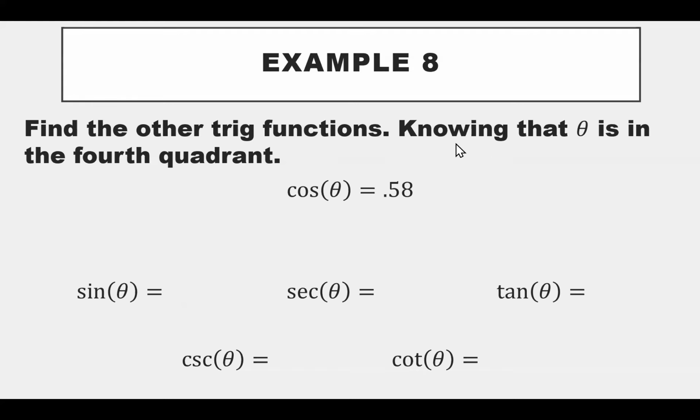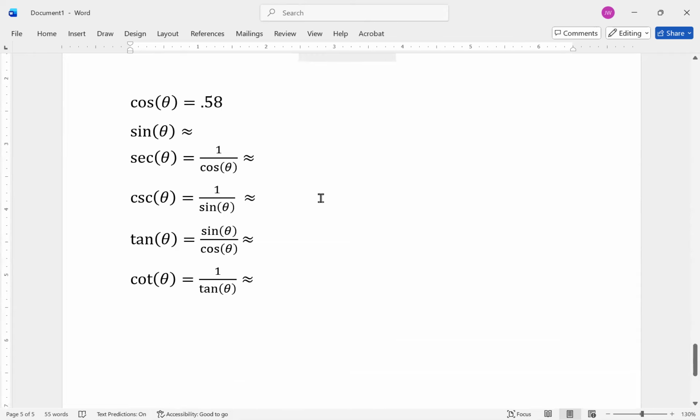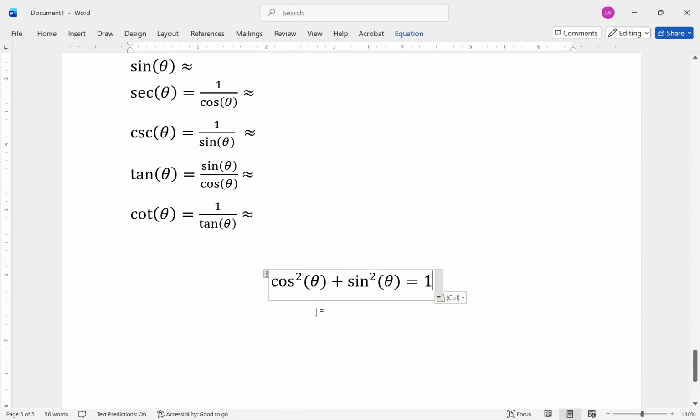Now we also are going to have to know what quadrant the angle is in. So let's say we know that cosine theta is 0.58 and that our angle theta is in the fourth quadrant. Can we come up with the other trig functions? Since I know cosine of theta, I'm going to use the Pythagorean identity involving cosine. That is cosine squared plus sine squared is equal to 1.